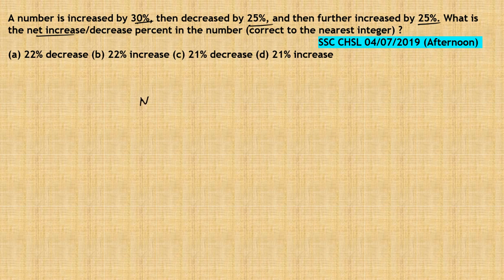Let the number be n. Increase it by 30%, that is 130 by 100, and decrease by 25%, decrease by 25% is 3 by 4. Increase by 25%, 5 by 4, which gives n into 13 into 15, that is 195.